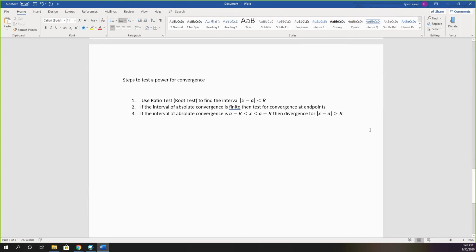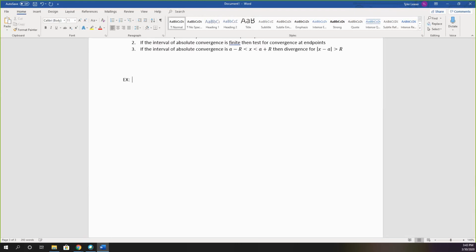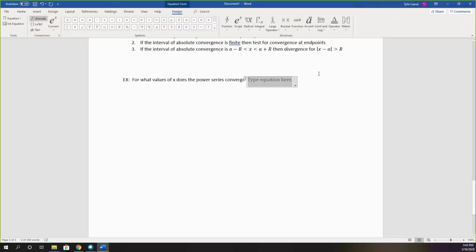All right, let's look at some examples of this. These are pretty much exactly how your homework questions are going to look. All right, for what values of x does the power series converge? This is our power series here. So the sum of -1 to the n minus 1 of x to the n divided by n.